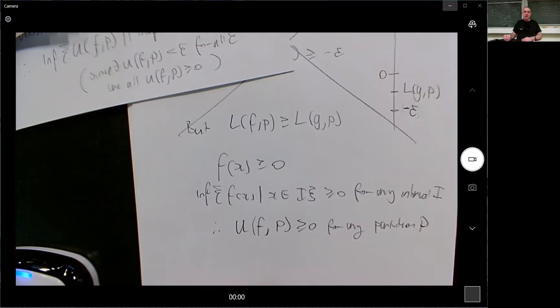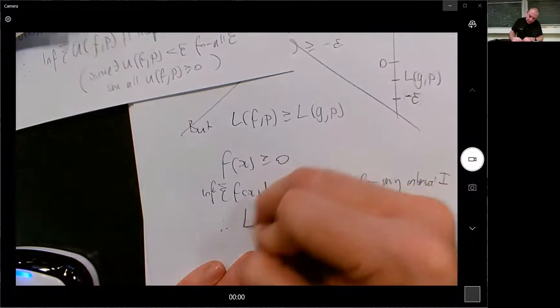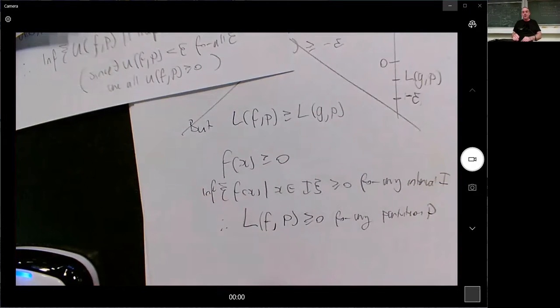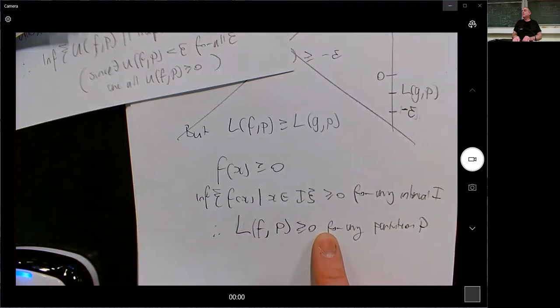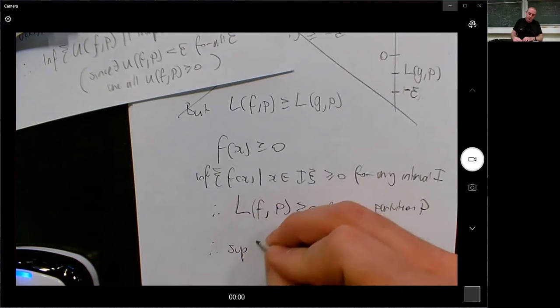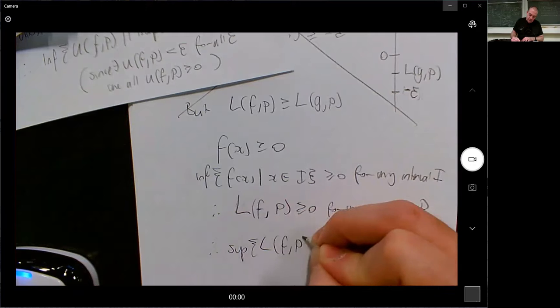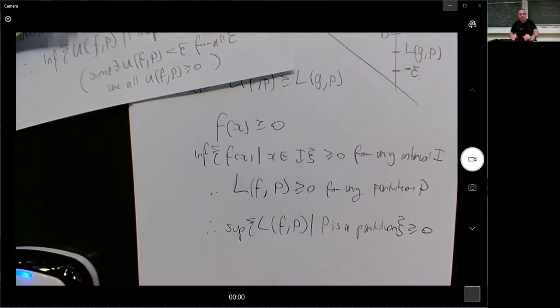the infimum, no, not the U. This would be the lower sum. Sorry, the infimum. Therefore, the supremum of the L's has to be greater than or equal to 0 as well. Yep. Because the supremum is greater than all of these numbers, and they're greater than or equal to all of these numbers, and they're all greater than 0. Yep, doing well.